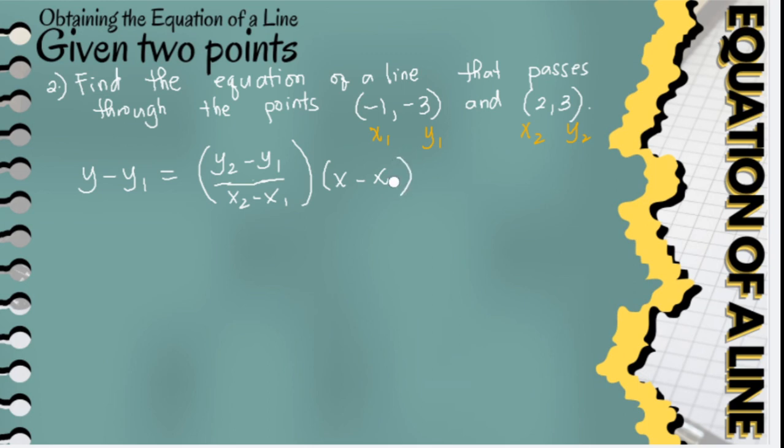Now, y minus, ang y sub 1 natin is negative 3. Take note of that. So, negative 3 yon, may minus tayo dito. So, you have to enclose negative 3 in parentheses. Then, we have y sub 2 is 3 minus, again, y sub 1 is negative 3.